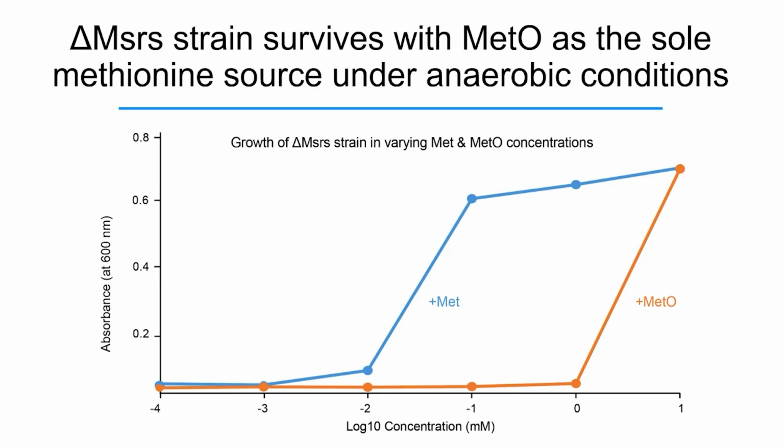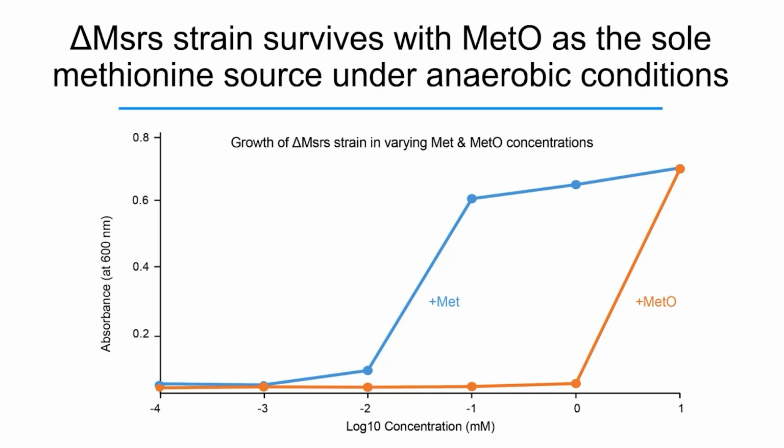But at this concentration of methionine sulfoxide, you can actually get the cells to grow on just methionine sulfoxide. So even though these cells should not have any MSR enzymes and they shouldn't be able to make their own methionine, if you add enough methionine sulfoxide, they can grow on just this. So we want to understand a little bit more what's happening here. Is this becoming directly incorporated, or is this methionine sulfoxide being reduced?